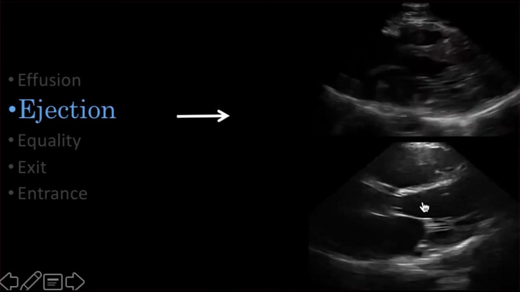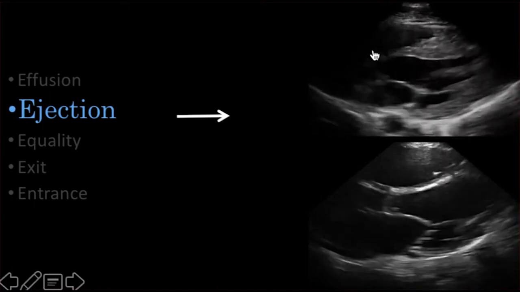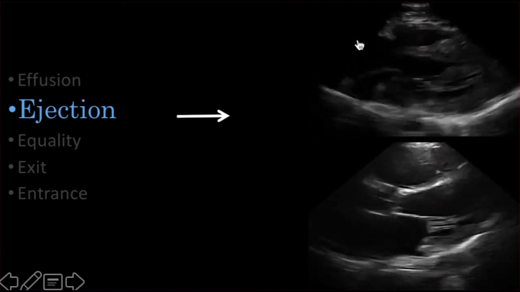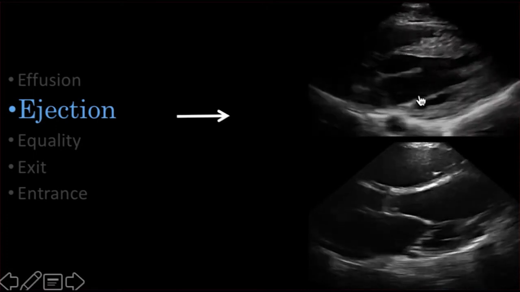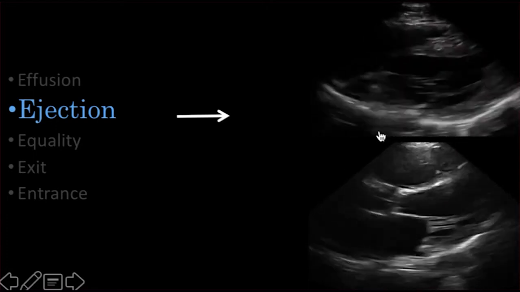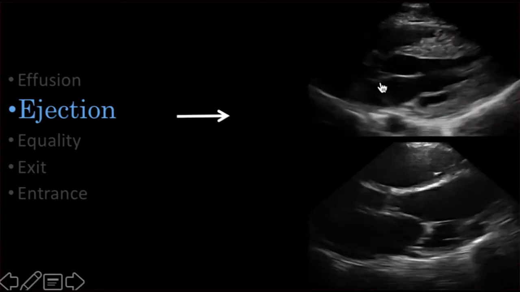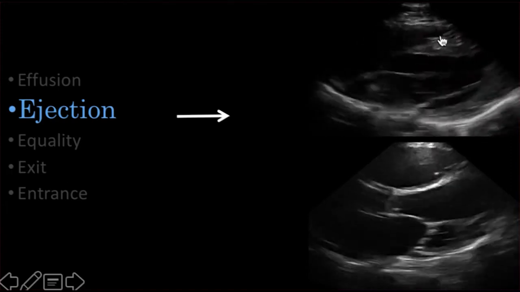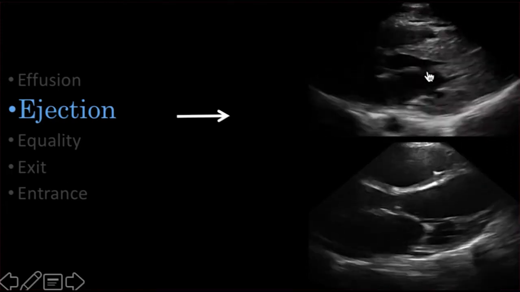Next, E stands for ejection, and specifically looking at the ejection fraction of the heart, we have what appears to be a normal cardiac ejection fraction in the top view and a reduced ejection fraction in the bottom view. When we talk about ejection fraction, we are viewing the heart as a muscle, and like every muscle, when it contracts, it should thicken. The walls should come towards each other.